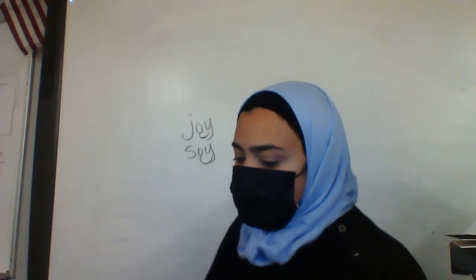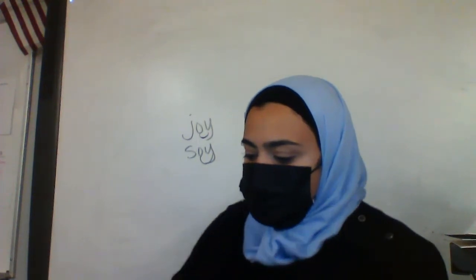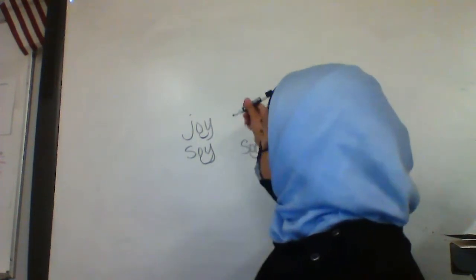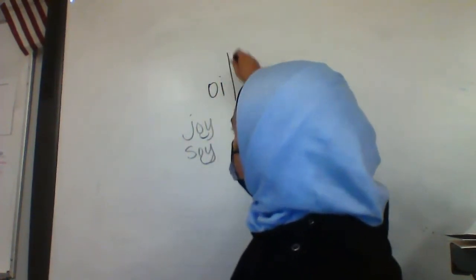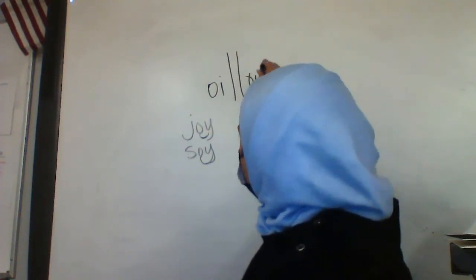In what position did we learn that diphthong oi is usually found? In the initial or medial. Very good. In what position did we learn that diphthong oy is usually found? In the final position. Good. So what do you think we will say when I give you the oi sound? Very good. Diphthong oi, final digraph oy. So you'll say diphthong oi, final digraph oy. It's going to look like this.